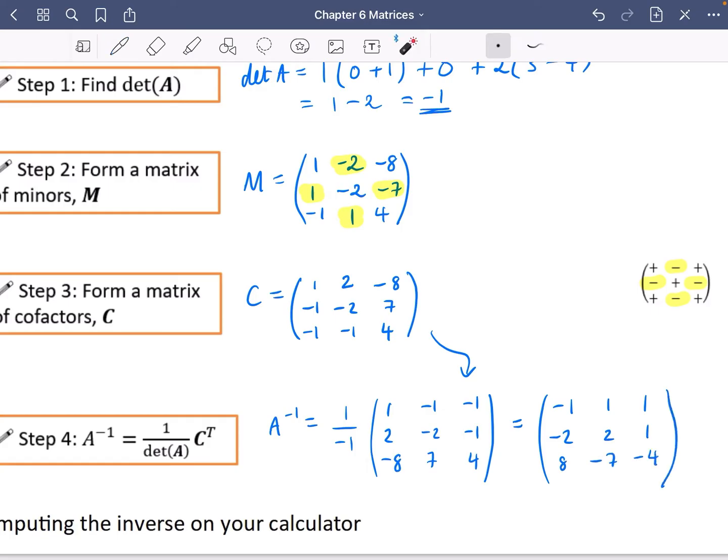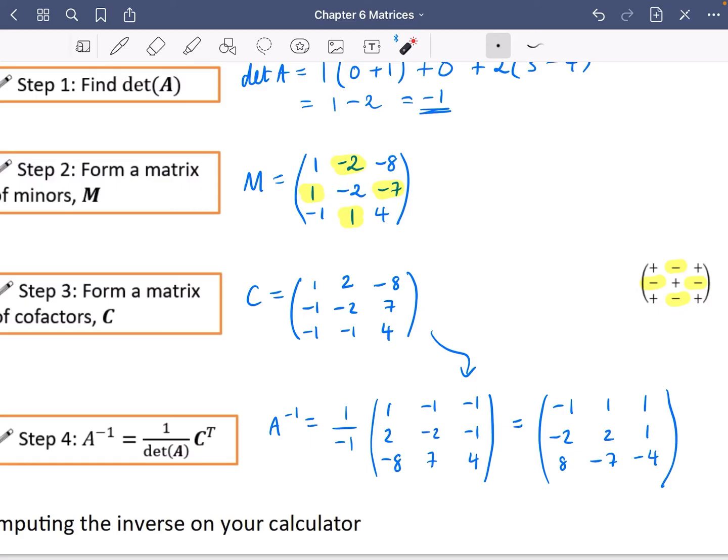Now don't be afraid, you might get loads of fractional terms in here because of this 1 over thing. Mostly this stage here is all going to be integers that are positive and negative, but then you are going to get some fractional terms because of this 1 over the determinant bit. Now you should always check to see if you've got this right.